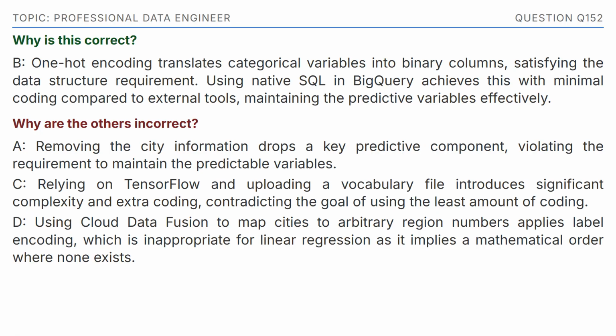Why are the others incorrect? A. Removing the city information drops a key predictive component, violating the requirement to maintain the predictable variables. C. Relying on TensorFlow and uploading a vocabulary file introduces significant complexity and extra coding, contradicting the goal of using the least amount of coding. D. Using Cloud Data Fusion to map cities to arbitrary region numbers applies label encoding, which is inappropriate for linear regression as it implies a mathematical order where none exists.